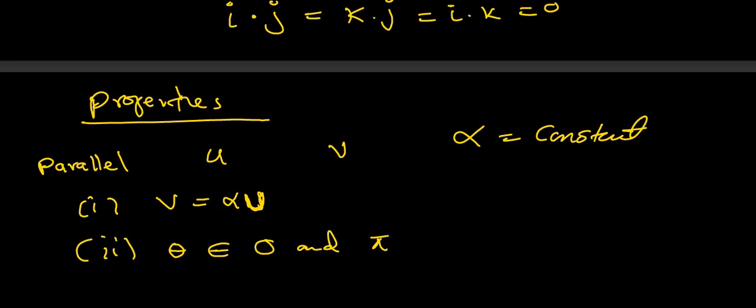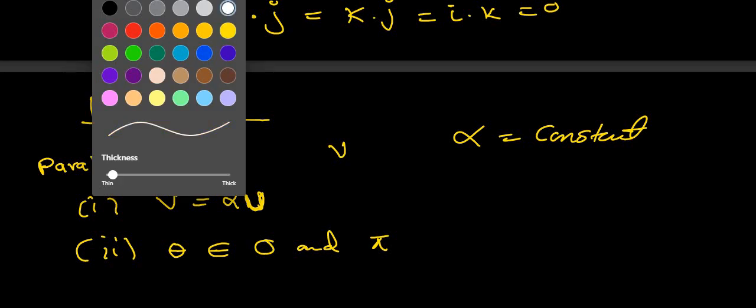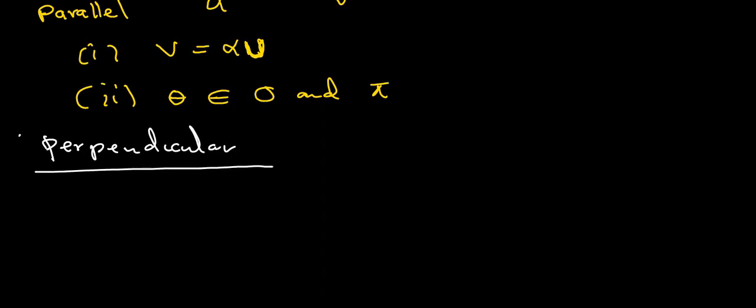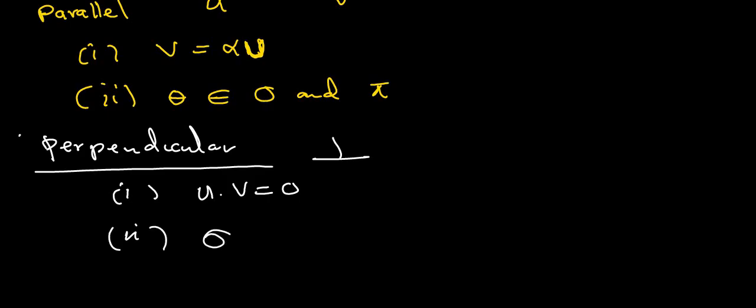Then if two vectors are perpendicular to each other, the same u and v, two non-zero vectors, the first property is that their dot product is always going to be 0. If they are perpendicular, that is 90 degrees from each other, so the angle between them, of course, should be 90. So these are the two properties that you need to know.